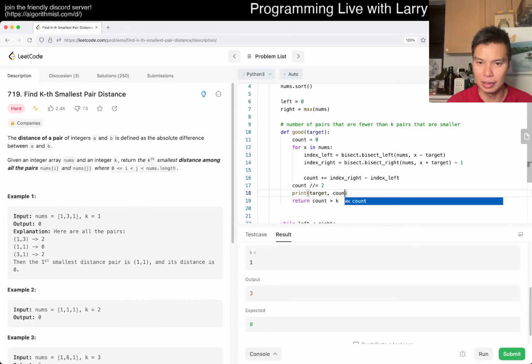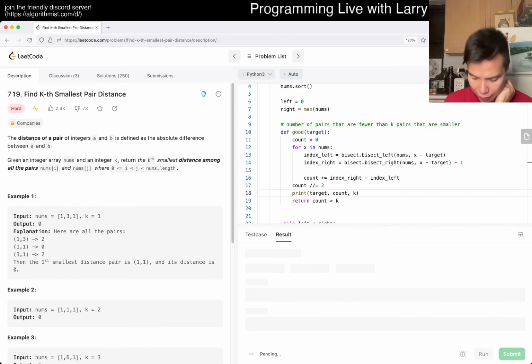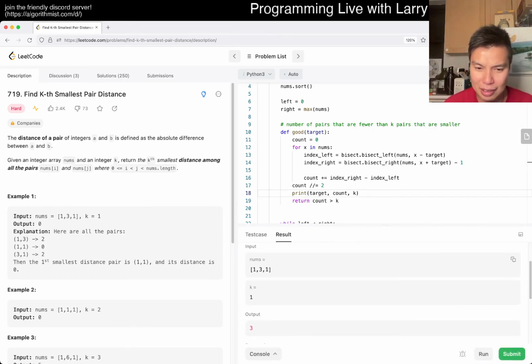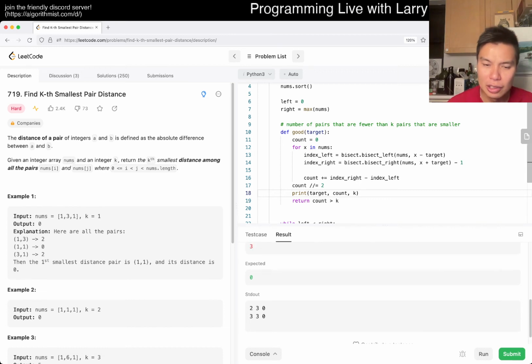Target count k. I don't know what the shortcut is for submit, but that's a very sad shortcut. Okay, so distance of 2, we have 3 pairs. Is that true? So we have 1, 1, 3. Let me try to work it out manually, just to kind of trace the code a little bit.